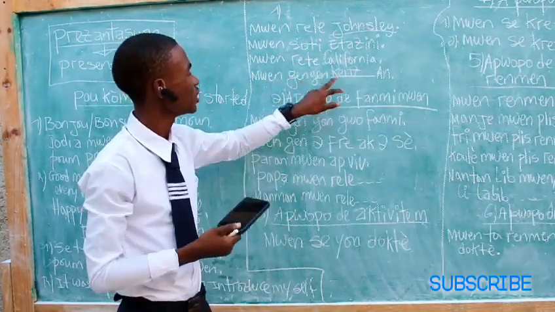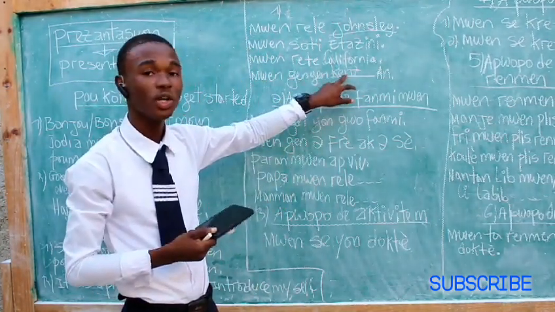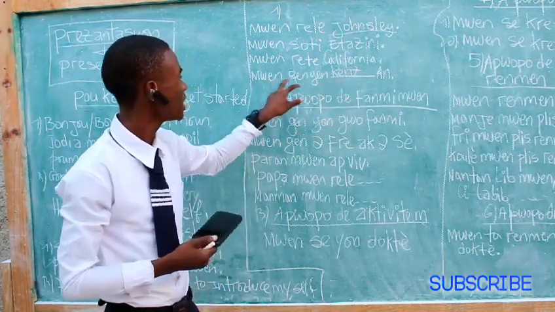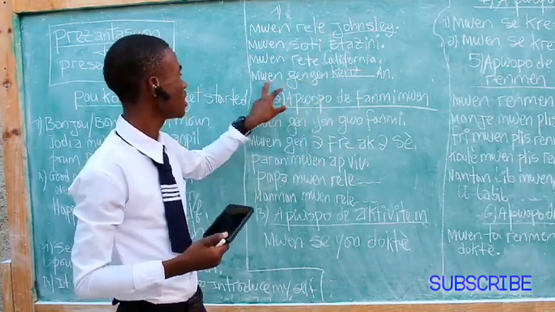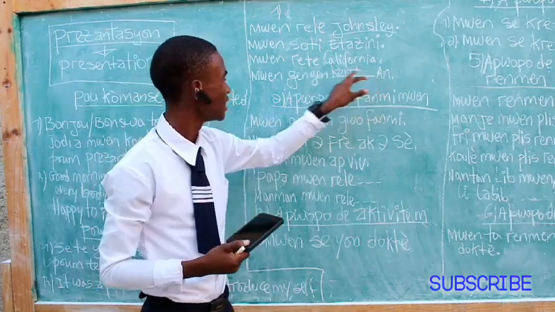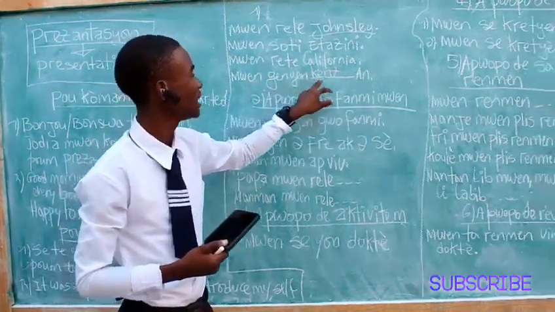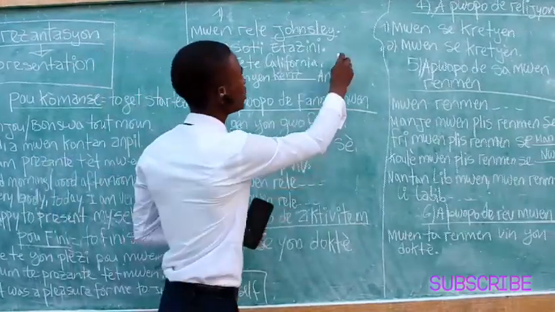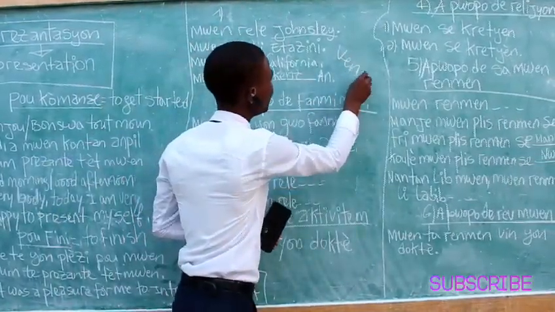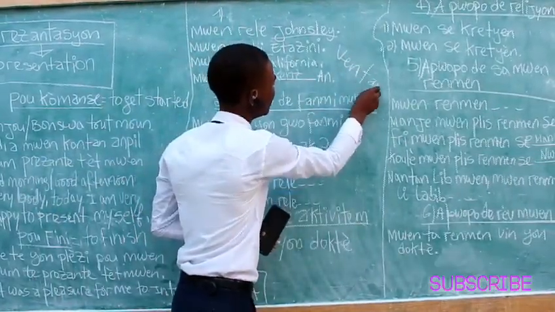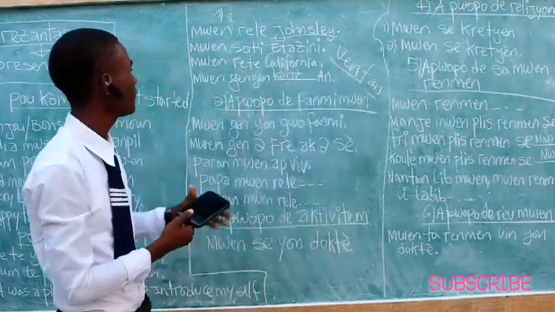Moi gaye. So this space is for you to put your age. Let's say 15. Moi gaye 15. So if you're 20, you would say moi gaye 20 ans, okay?